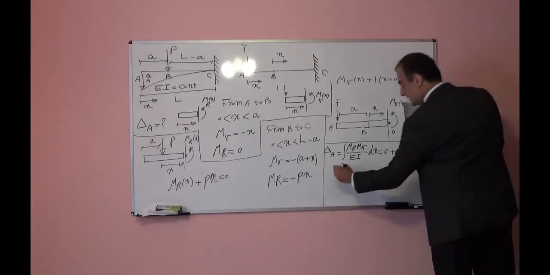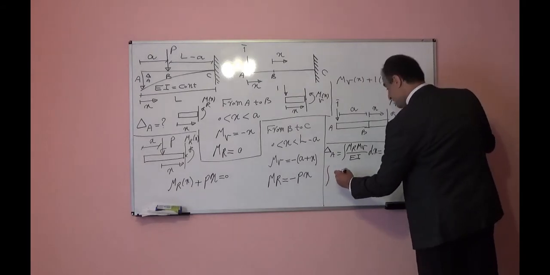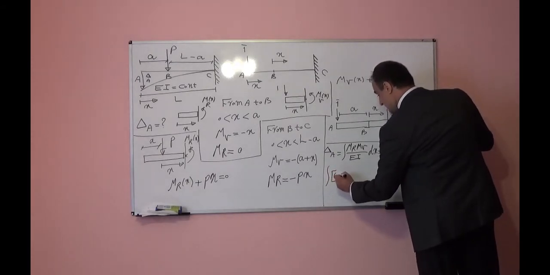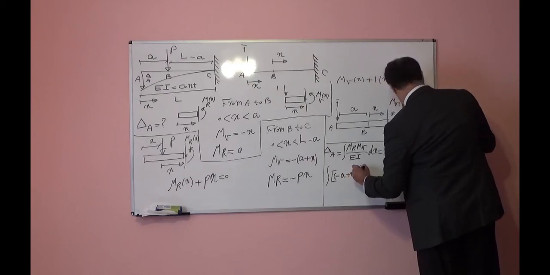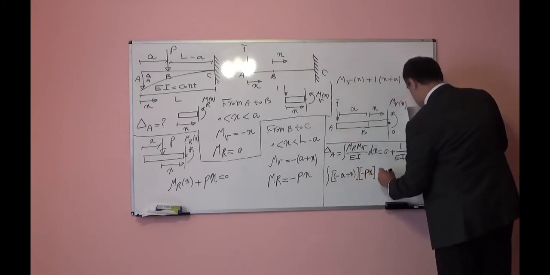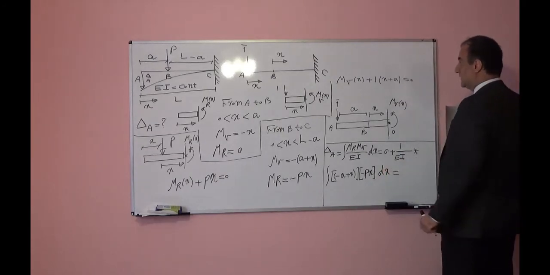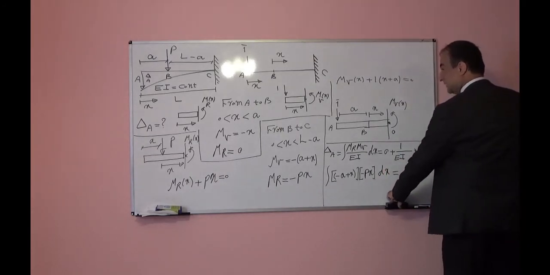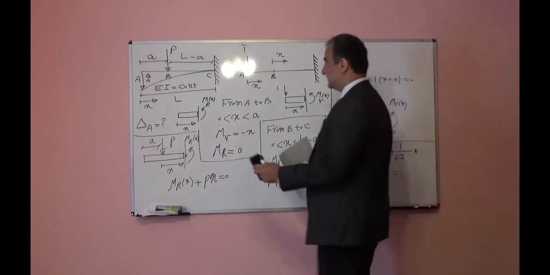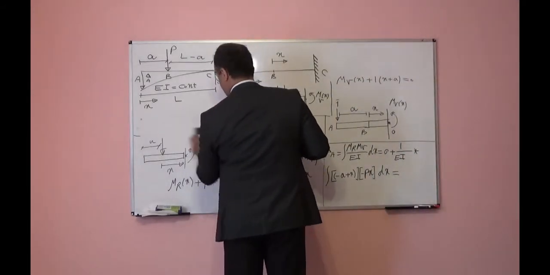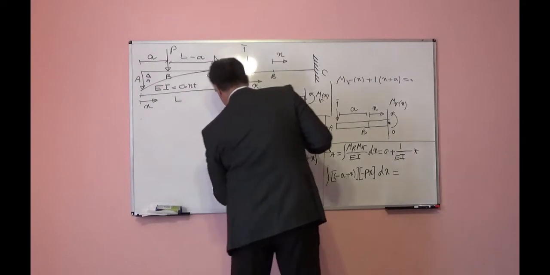times integration of minus (a plus x) times minus Px dx is equal to, if I integrate this one, I can delete this one and continue here.